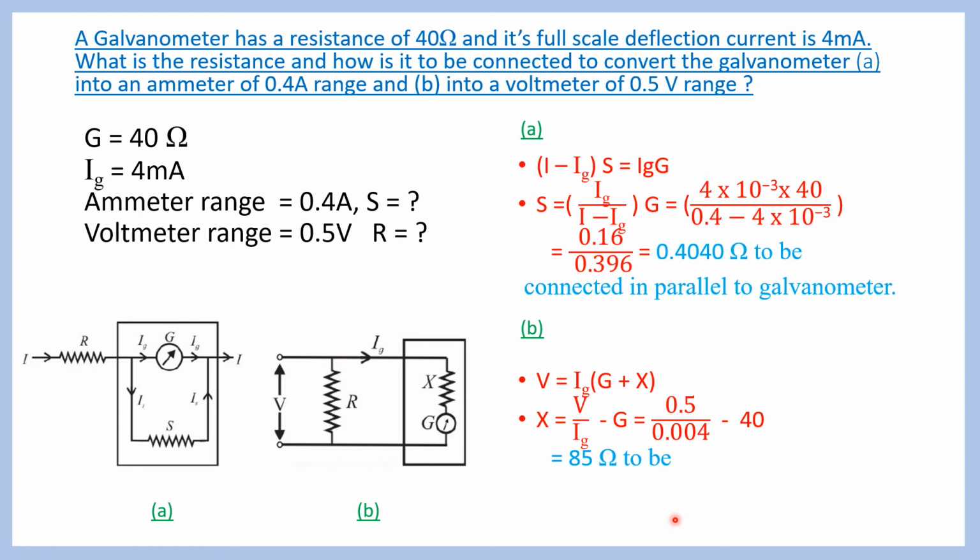Now how does this 85 ohm have to be connected? Because we are converting the galvanometer into a voltmeter, we have to connect this 85 ohm resistance in series to the galvanometer. So that will form the final answer for part B. Here we are connecting this 85 ohms in series to the galvanometer so that it will be converted into a voltmeter whose range is equal to 0.5 volt.